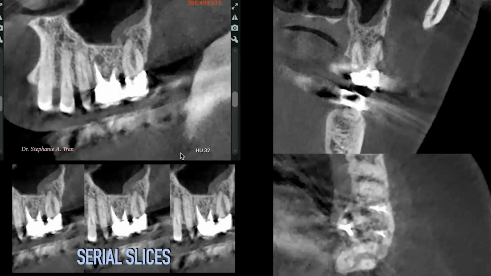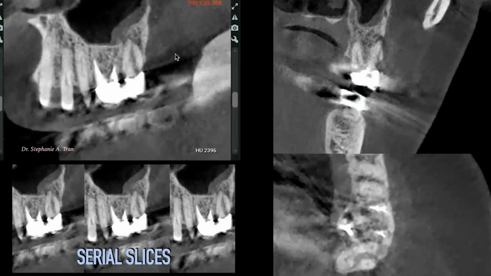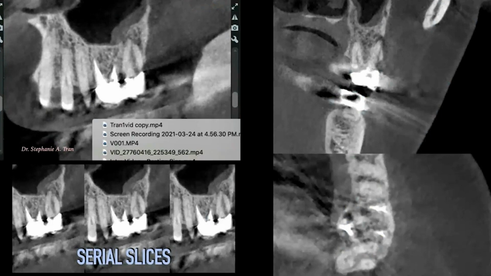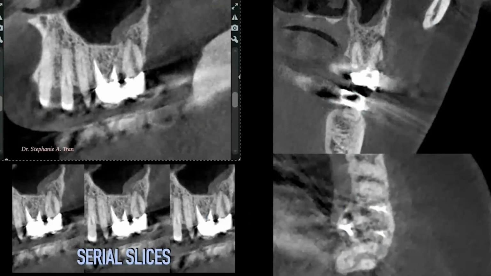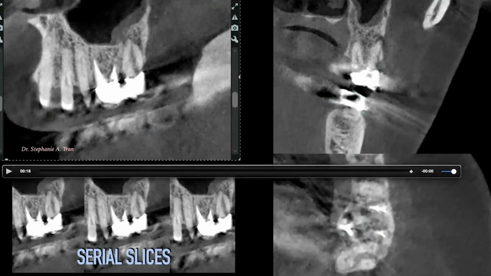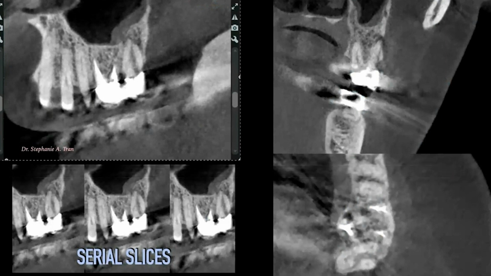So CBCT was really helpful because we can see from the scan, as we scroll through these serial slices, that there's widening of the sinus mucosa right over the same tooth. We can see thickening of that mucosa. We can see the apical radiolucencies specifically around there as well. And we can see that, especially at the distal buccal and mesiobuccal apices, whereas we don't see quite as much radiolucency around tooth number 14. So these findings helped us confirm the diagnosis.